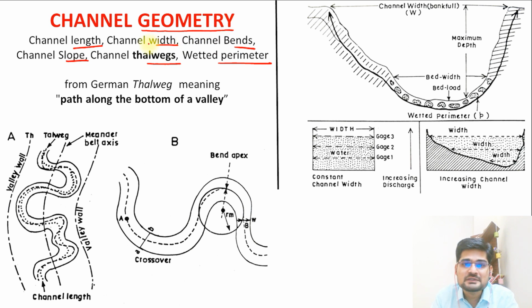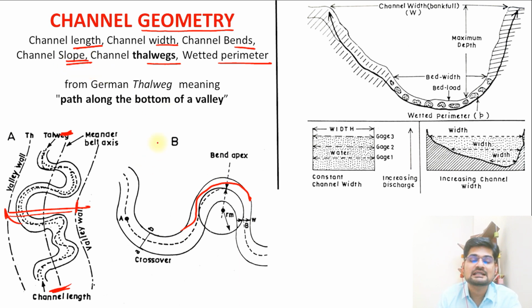Now every term is very simple, you can understand. The length is as simple, right from the source to the mouth. This is the channel length, right? Width is from this point to this point, that is the cross-sectional. So we understand. Bend, we already understand these kinds of bends. We have already studied the meandering part.